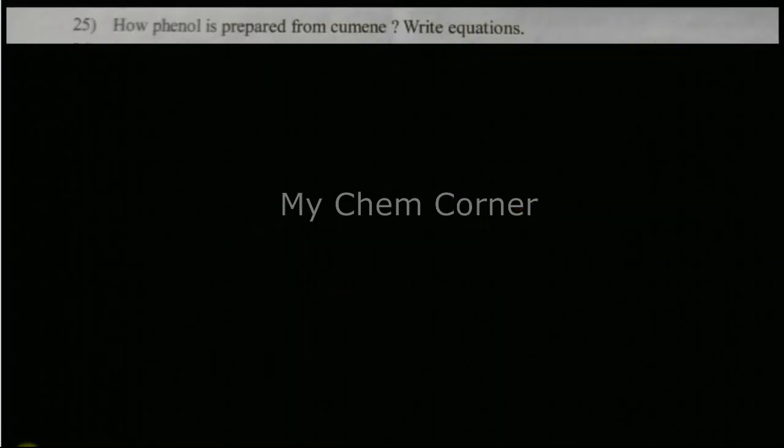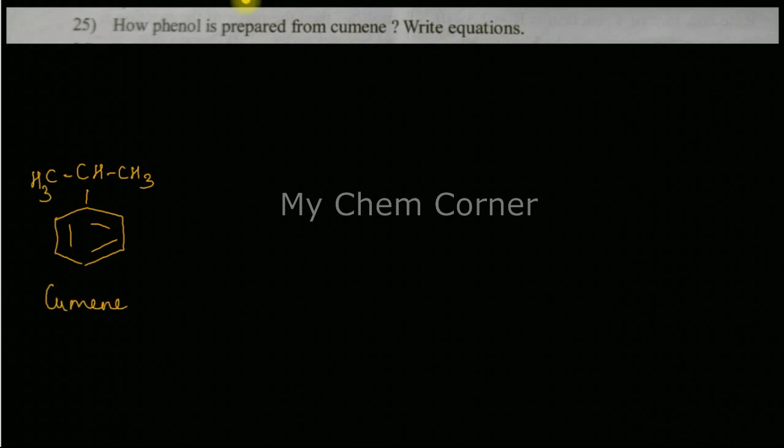Okay. Now, next question. 25th question. How is phenol prepared from cumene? Write equations. So here it clearly says write equations and you need to explain how it is. Okay. So here you have to write down. First, we'll write down the equation, then go ahead and write the explanation to it. Becomes easier for you. So you can write down cumene is this, where you have a benzene ring and you have a propane chain where the second carbon is bonded to benzene. This is cumene. Alright, so cumene is treated with oxygen.